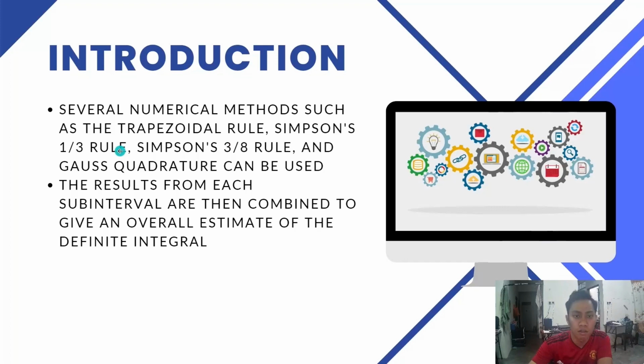Simpson's 1/3 rule approximates the area under the curve as a series of parabolas. And lastly, Simpson's 3/8 rule is a more accurate version of Simpson's 1/3 rule.